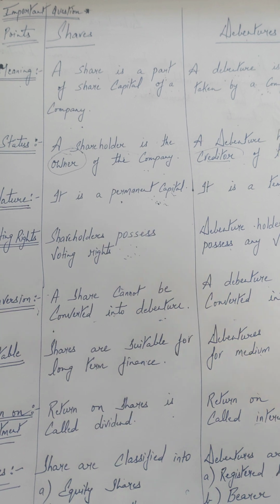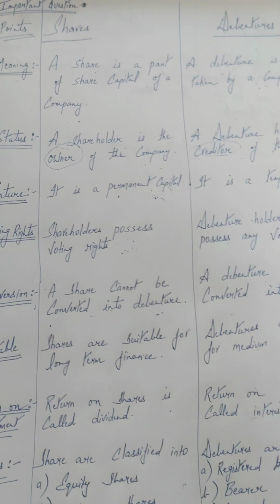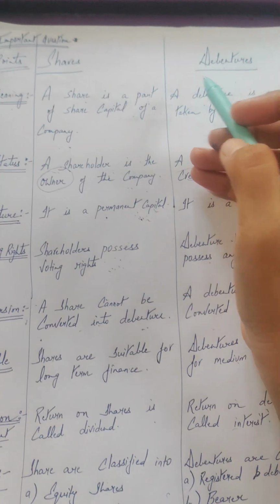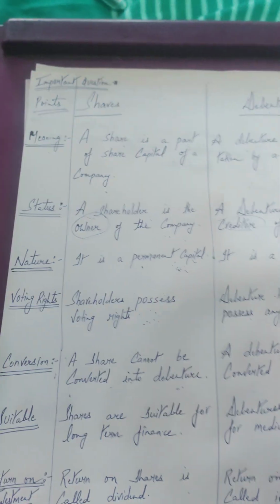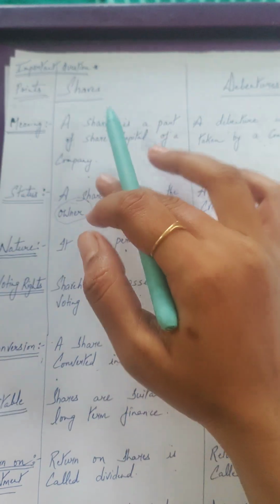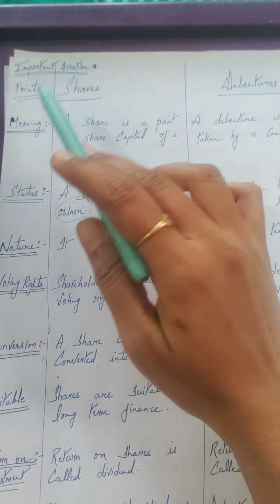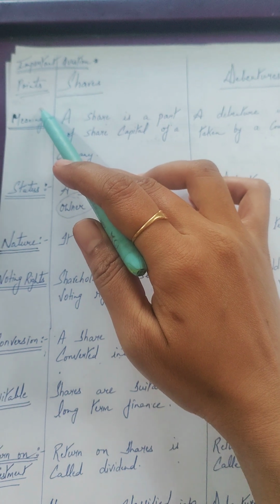I will dictate each point separately, one by one. So without wasting the time, please have a look. Point, like this way you have to mention. This way you have to write in your exam. Please make 3 columns: share, debenture, and the point column will be separate.